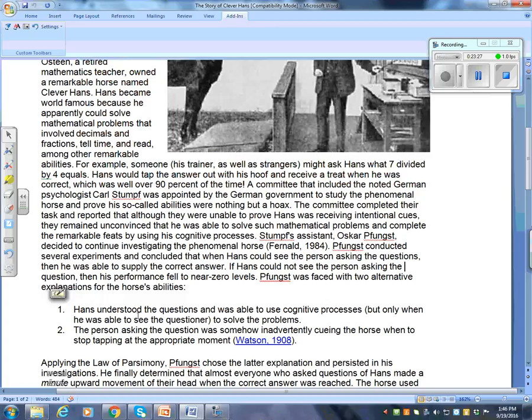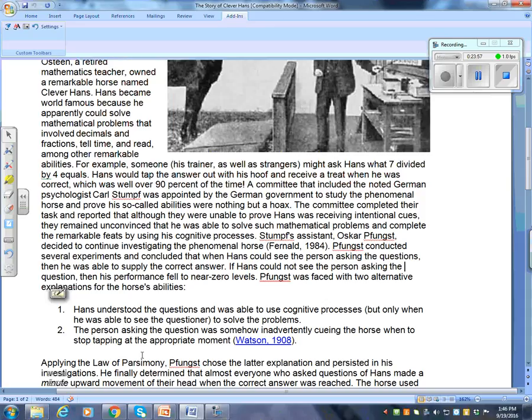Hans understood the questions and was able to use cognitive processes, but only when he was able to see the questioner. That's an explanation. That's a theory. Or the person asking the question was somehow inadvertently cueing the horse. You know what I mean by cueing? Giving them a signal when to stop tapping at the appropriate moment. Applying the law of parsimony, which says the simplest one is likely correct. Which one of those 2 is the simplest?